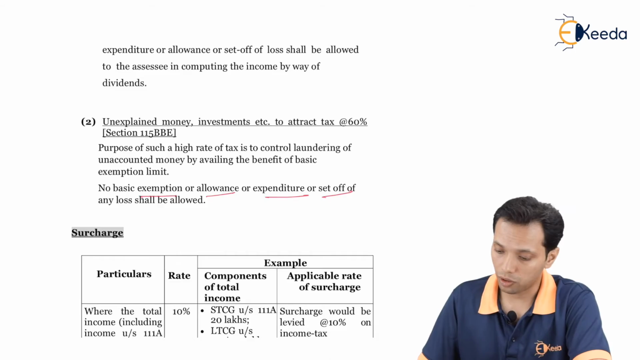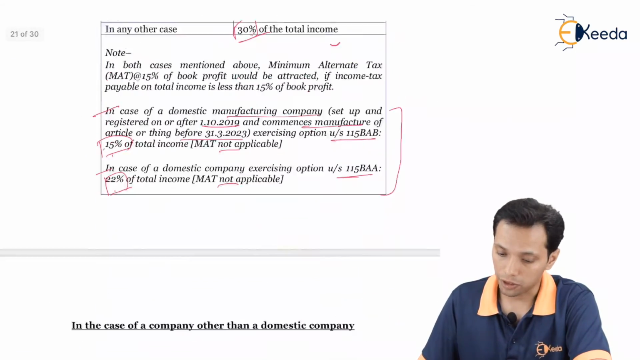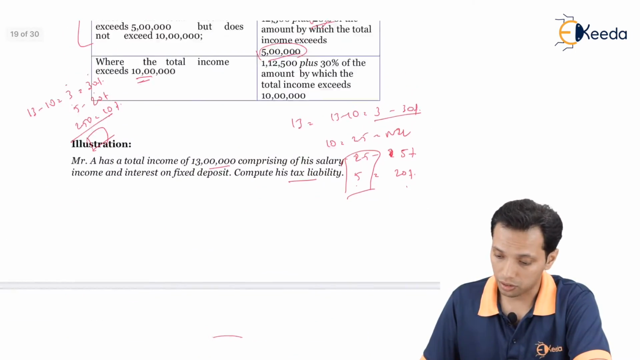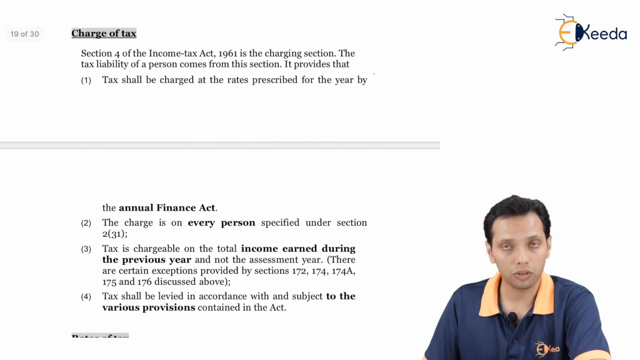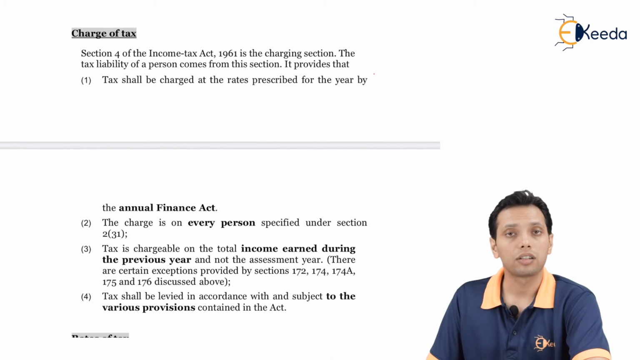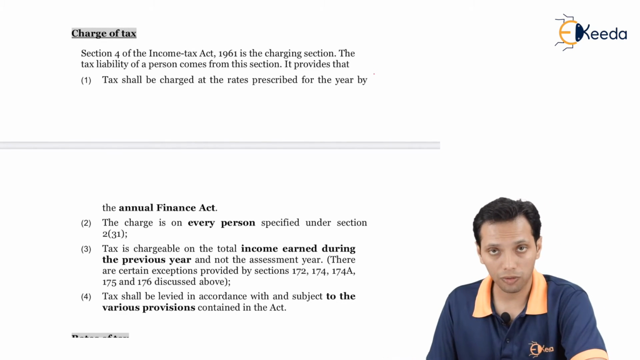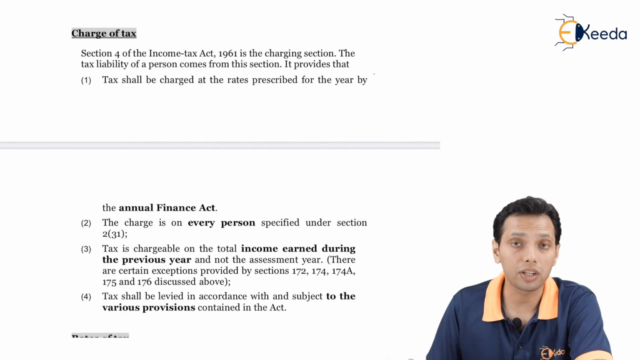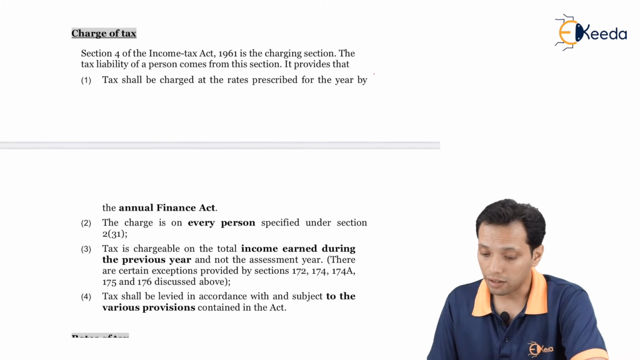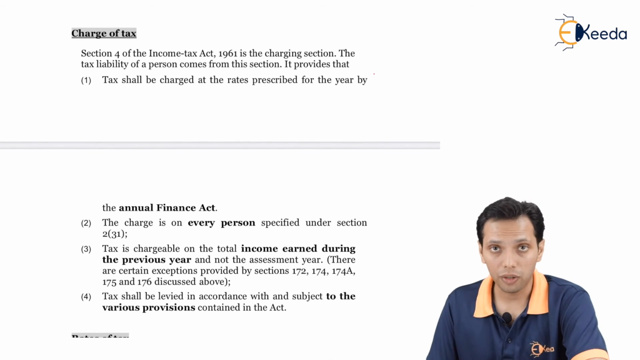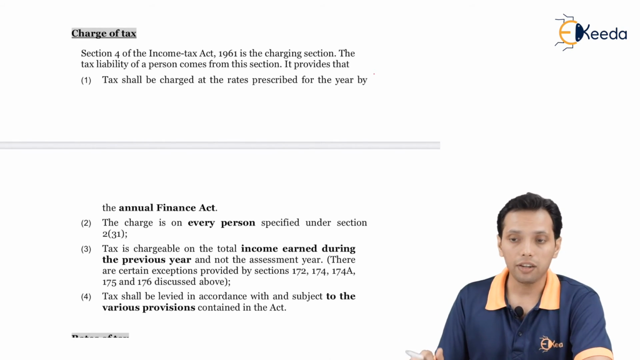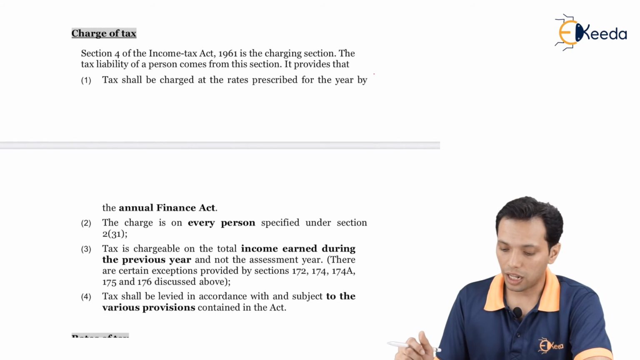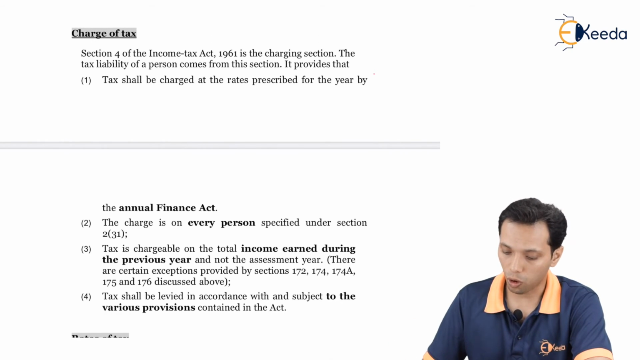To summarize what we have read in this section: first we read the charging section, which is section 4. There are 4 subclauses to it. The first clause is that the rates of tax are determined as mentioned in the annual Finance Act. Then, the charge is on every person, the charge is for the previous year and not the assessment year, and the charge shall be levied as per the various provisions of the act.